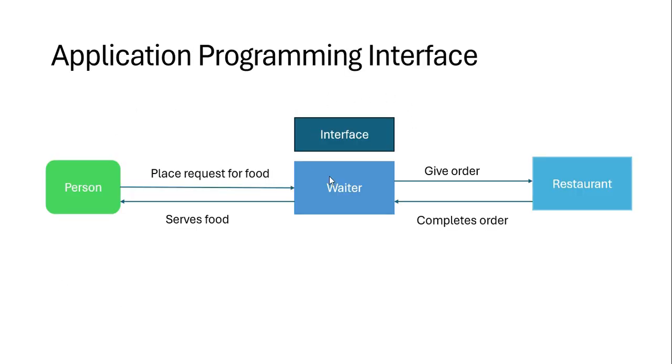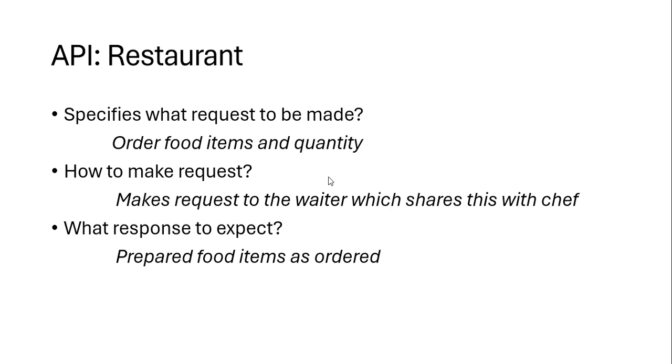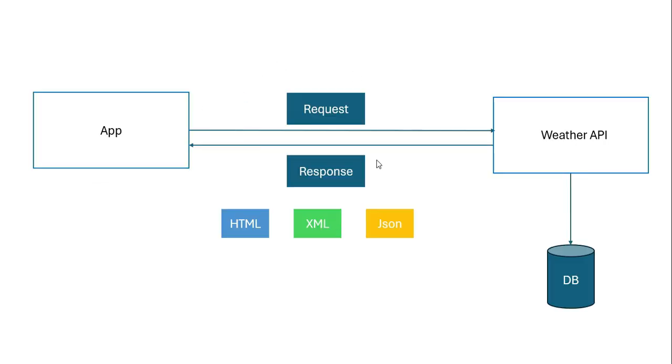Similarly, for programming, that's where the term application interface comes into the picture. For example, let's say we have a weather API. From a third party application, you make a request to the weather API. The API endpoint acts as an interface here. You make the request in the required format to a given endpoint in the weather application, which processes the information. It stores all the information in the database, and it gives the response as expected. The response may be in HTML, XML, or JSON format as mentioned in the request.